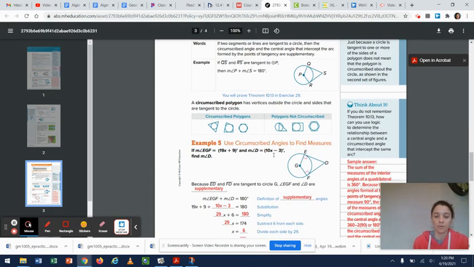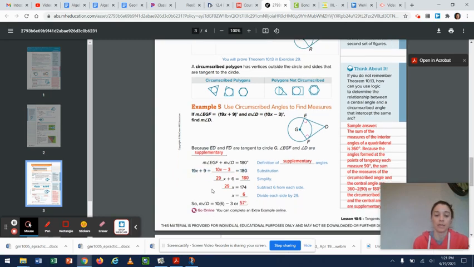So in example 5, they're showing you 2 lines that are tangent to the circle, and they're wanting you to find angle D. Well, we just got done saying that these 2 lines being tangent are going to make G and D supplementary. So I'm going to add 19x plus 9 plus 10x minus 3 and set it equal to 180 like you see here.